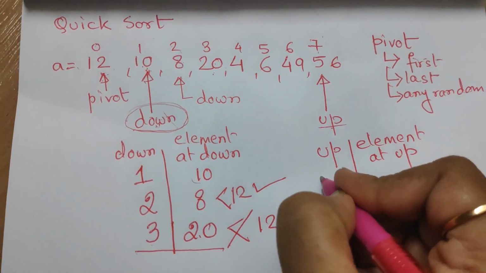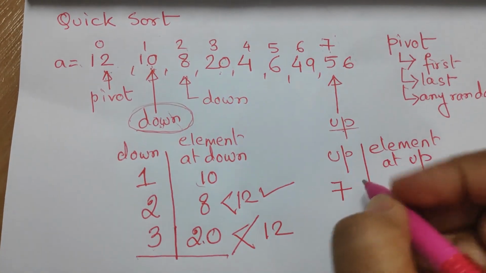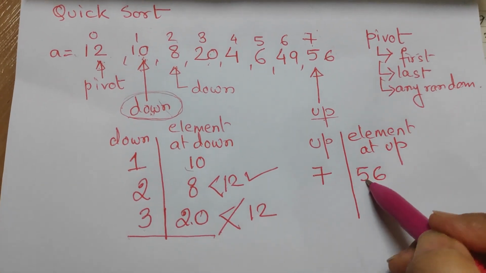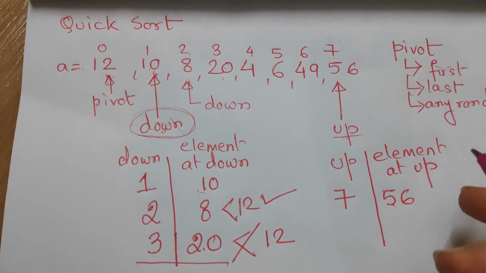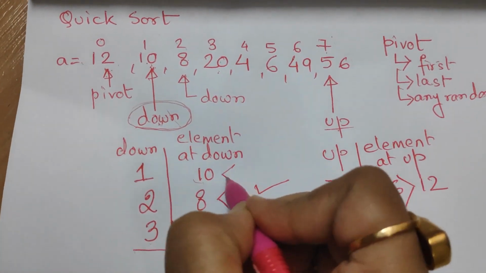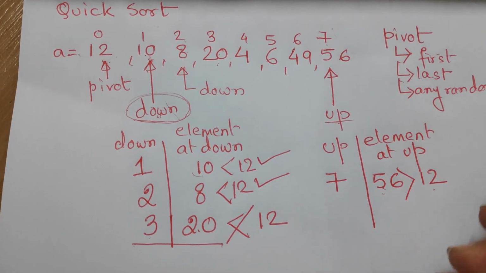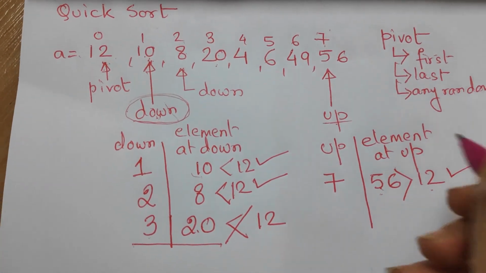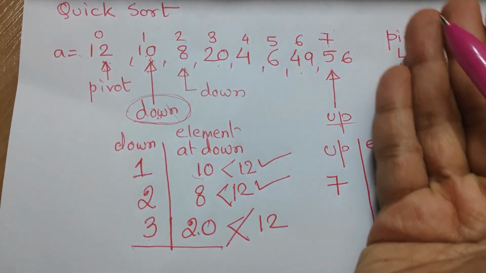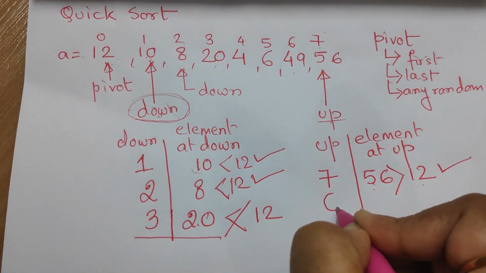Now we come to this up index. Up index is 7. Now what is the comparison over here? The element at this index is 56. We have to see whether it is greater than 12. You see, over here 10 was less than 12, that was correct. So over here 56 is greater than 12. So it is correct, and we will bring the up to its previous value. So the up index will become 6.